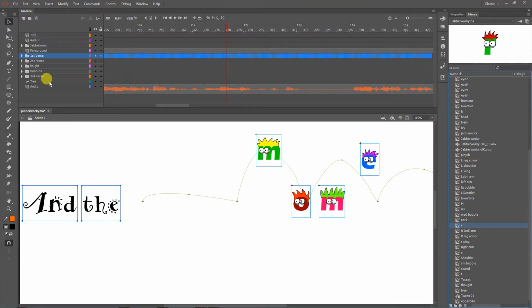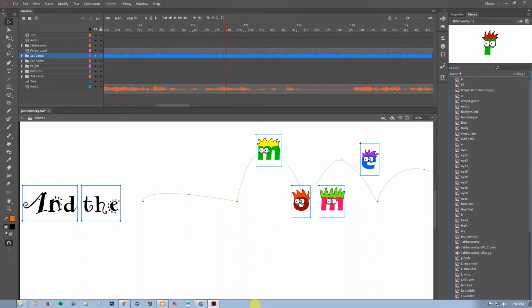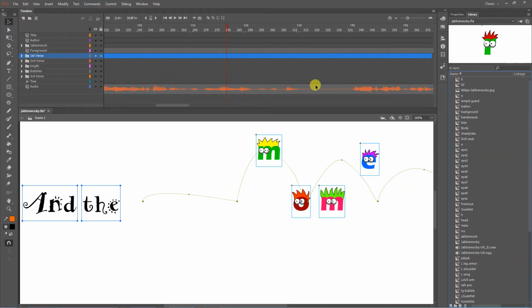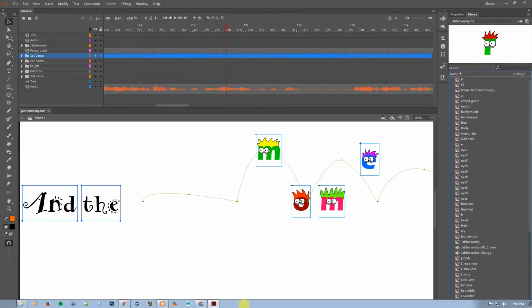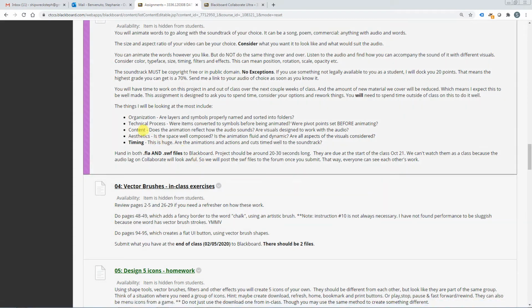But some of it is I come in here and I can see in your library if you weren't converting things beforehand when you needed to. So remember, classic and motion tweens need to be converted to symbols before you set anything up. Before you even put a second keyframe in any layer, you need to be converting things. So we're looking at that.